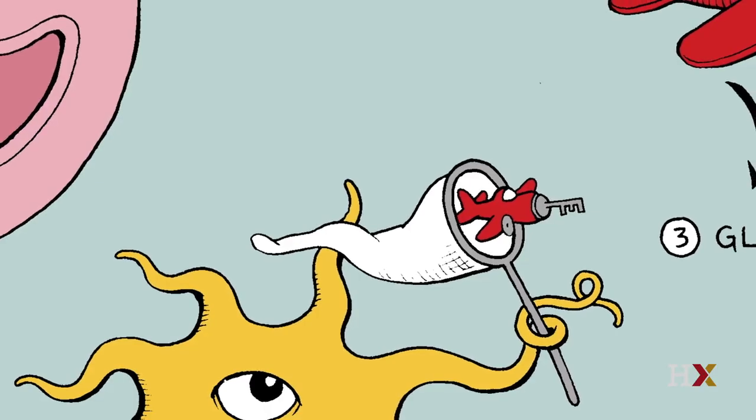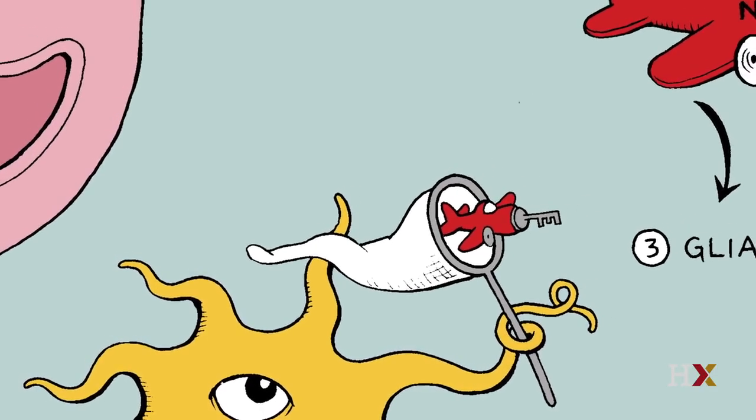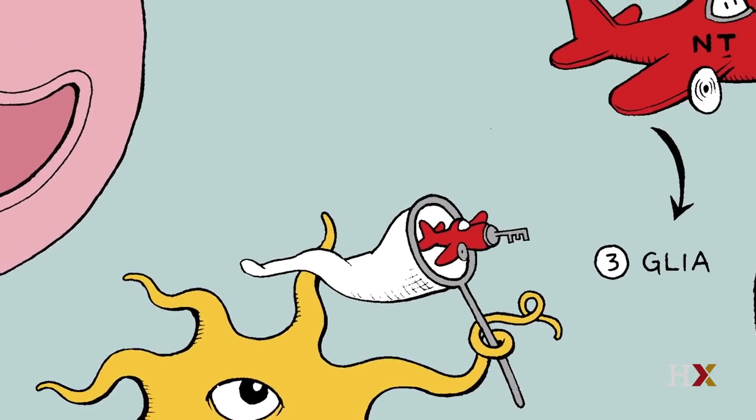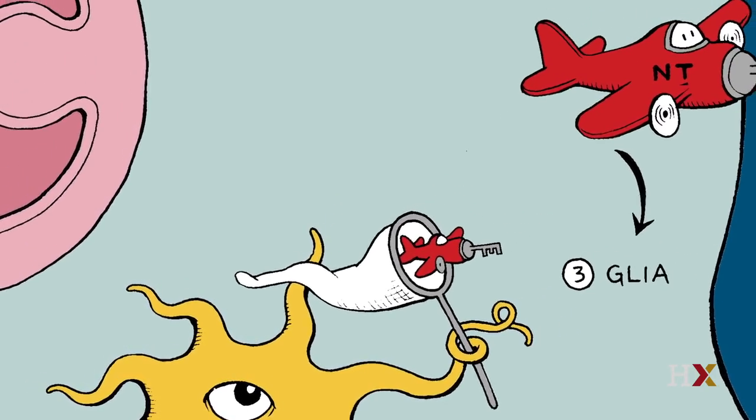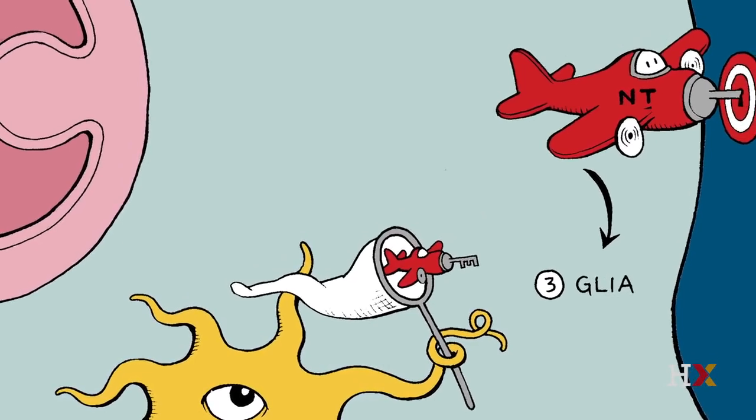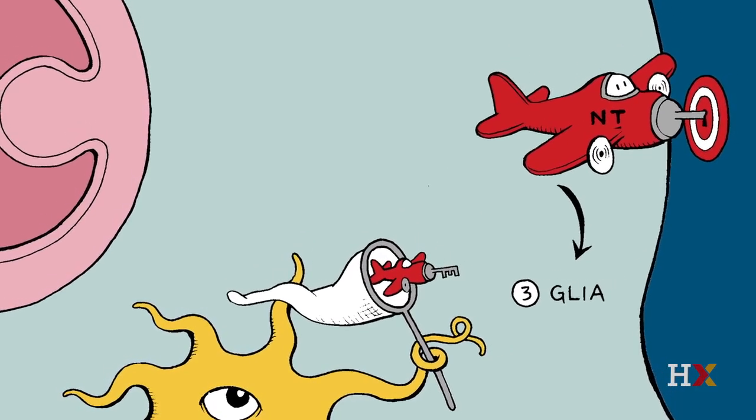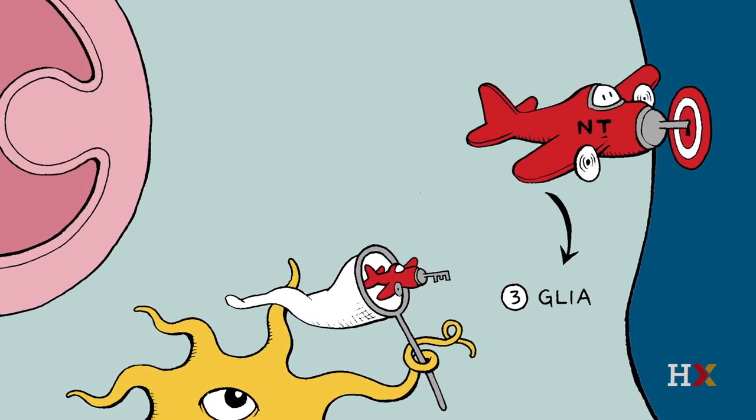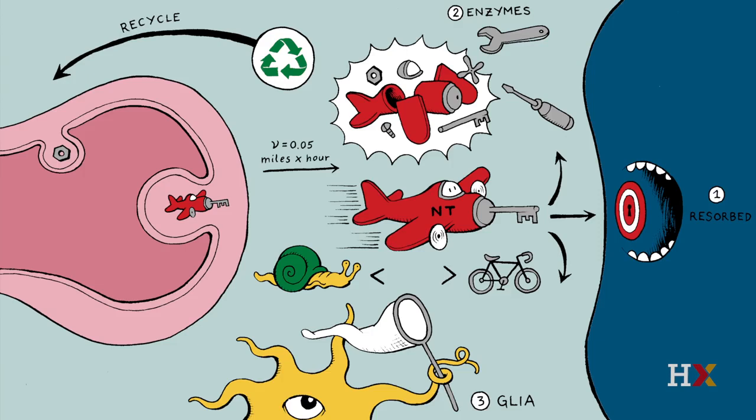Third, neurotransmitters can be taken up by specific transporter proteins present on the surface of glial cells that surround and even sometimes invade the synaptic cleft. This is a process of great current scientific interest. Finally, combinations of the aforementioned mechanisms are also possible.